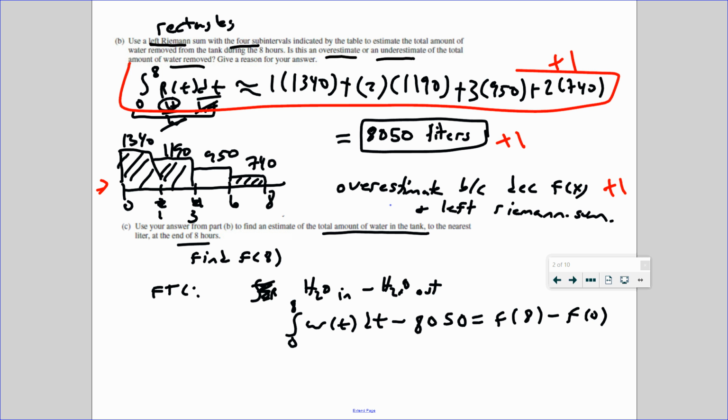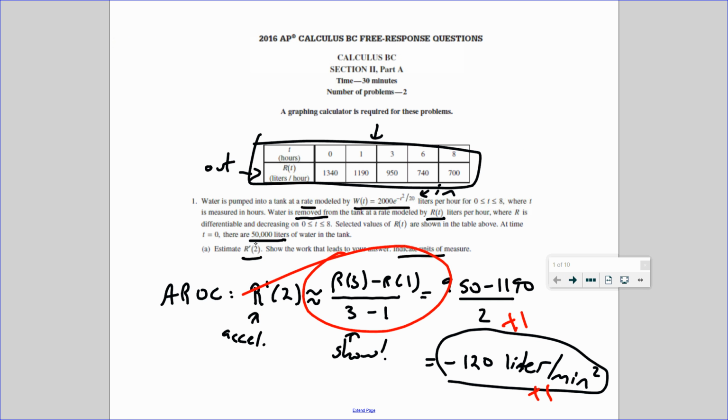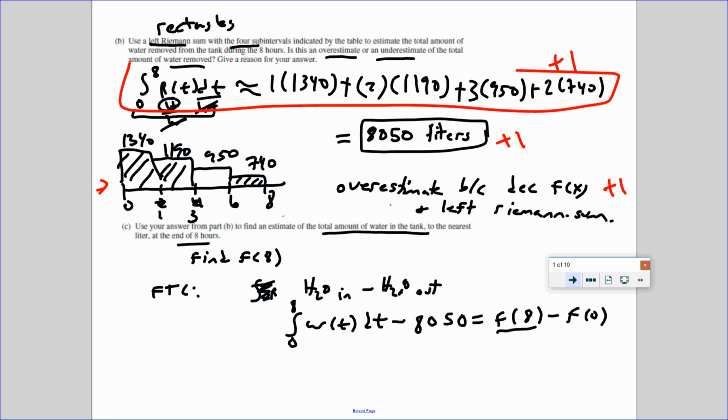This is our FTC step. Well, we're looking for the amount at 8. We know how much water was at the beginning because they tell us at t equals 0, there were 50,000 liters of water. So I know that f of 8, if I want to solve this, is going to equal the integral 0 to 8 of w of t dt minus the 8050 plus f of 0, which is 50,000.